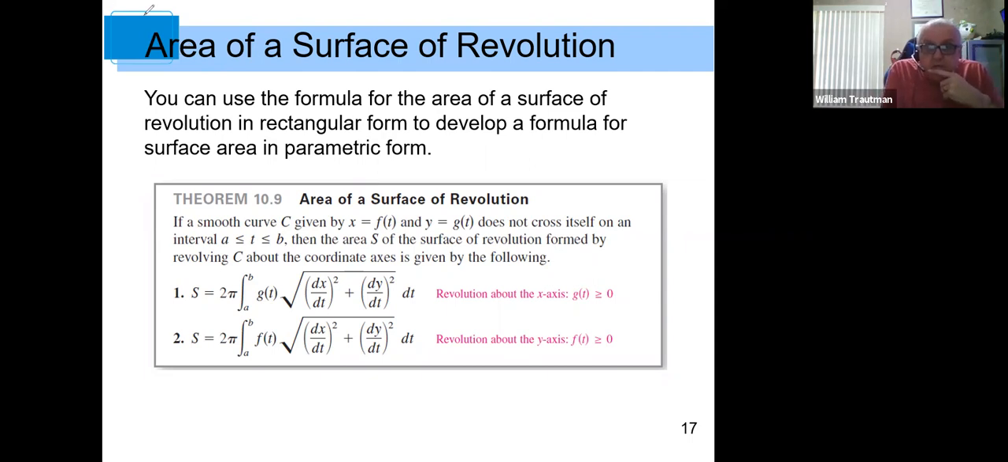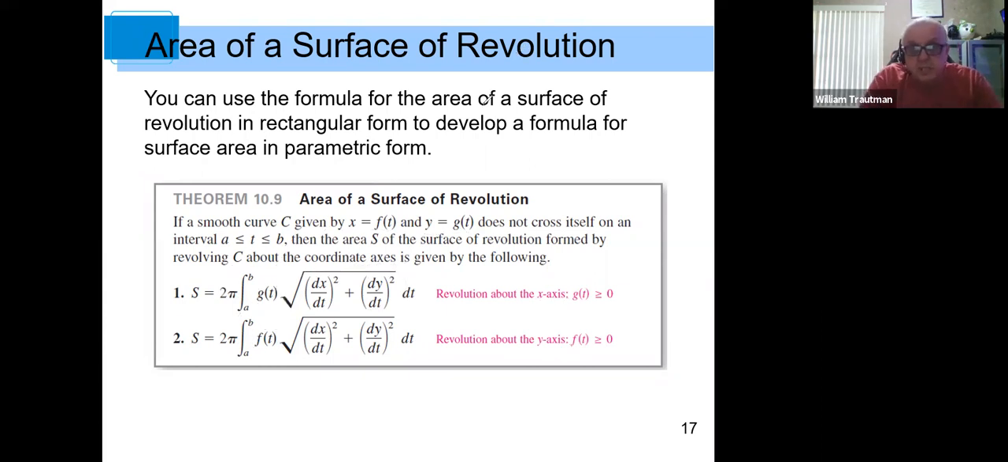So the formula for surface area is, if you look, it's really similar to the arc length. We just put a 2 pi in front of it and a function in front of it. If we're going about the x-axis, we put the y function in front of it. If we're going about the y-axis, we put the x function in front of it. So it's very similar to the arc length with the function in front of it, and then don't forget the 2 pi since we're rotating it.